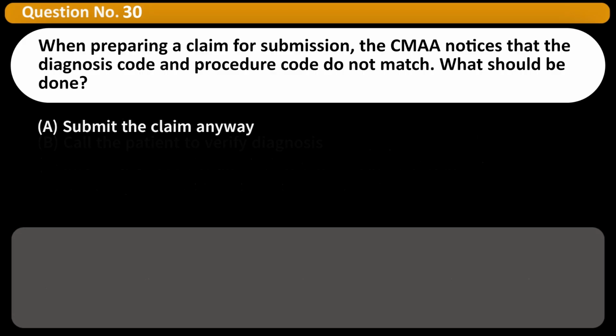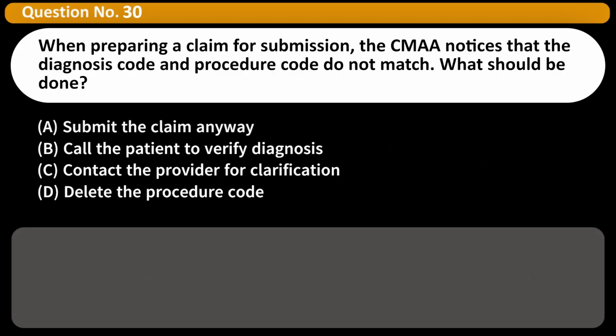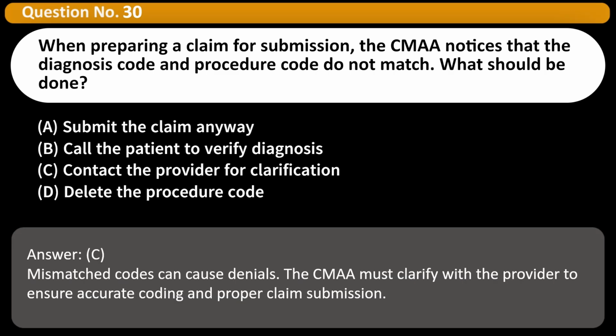When preparing a claim for submission, the CMAA notices that the diagnosis code and procedure code do not match. What should be done? A. Submit the claim anyway. B. Call the patient to verify diagnosis. C. Contact the provider for clarification. D. Delete the procedure code. Answer: C. Mismatched codes can cause denials. The CMAA must clarify with the provider to ensure accurate coding and proper claim submission.